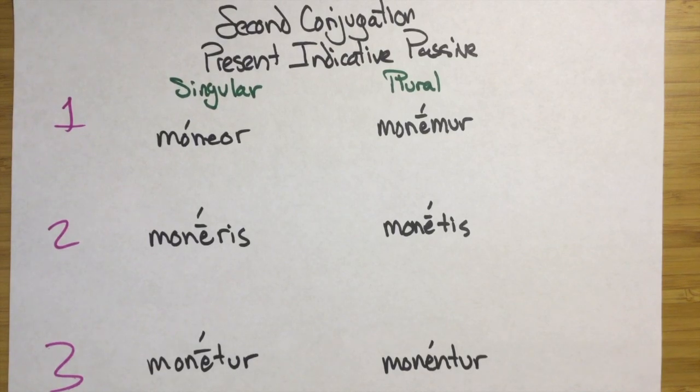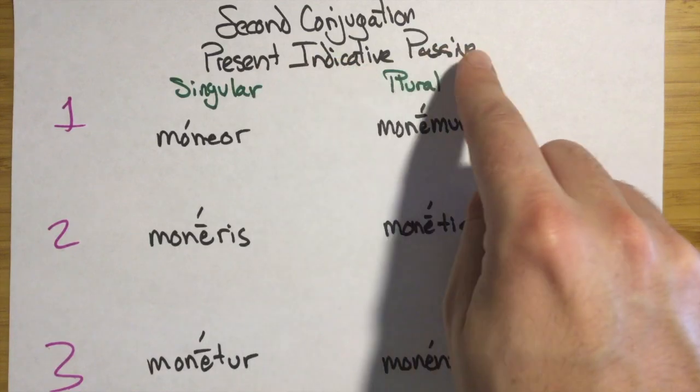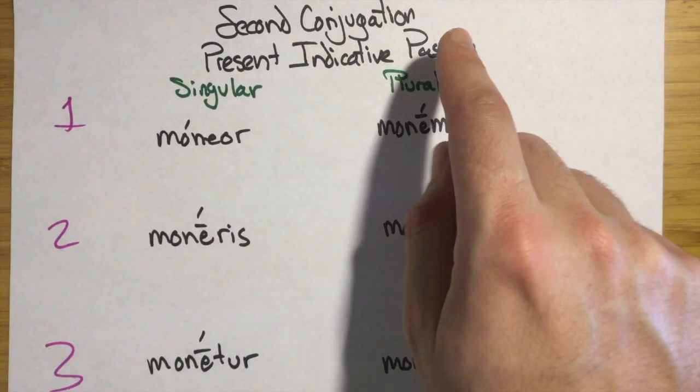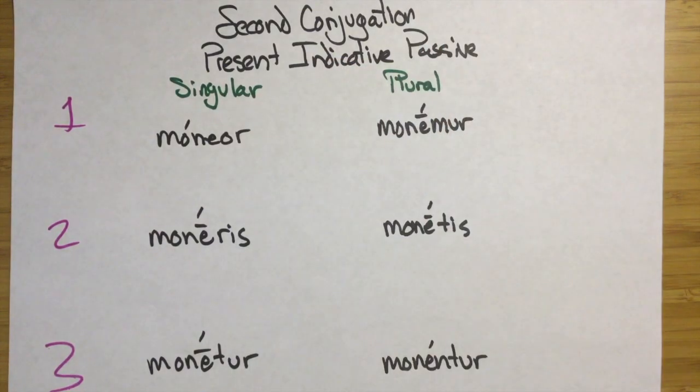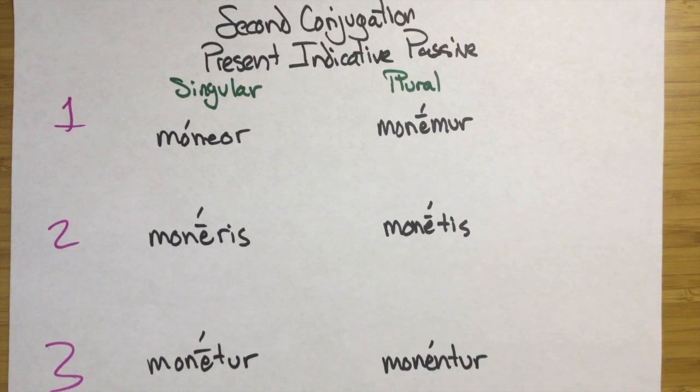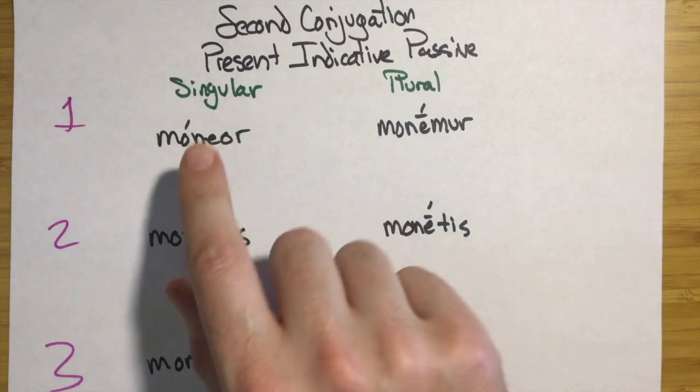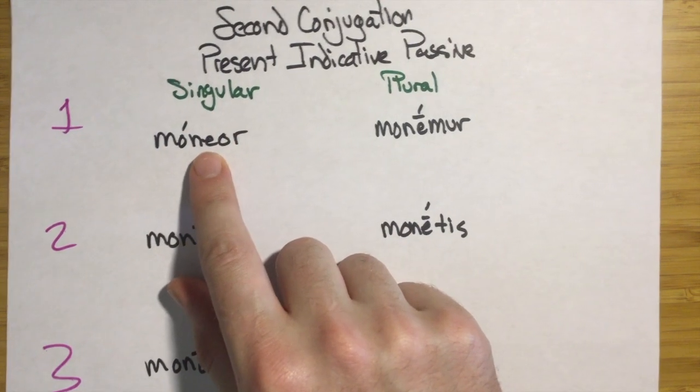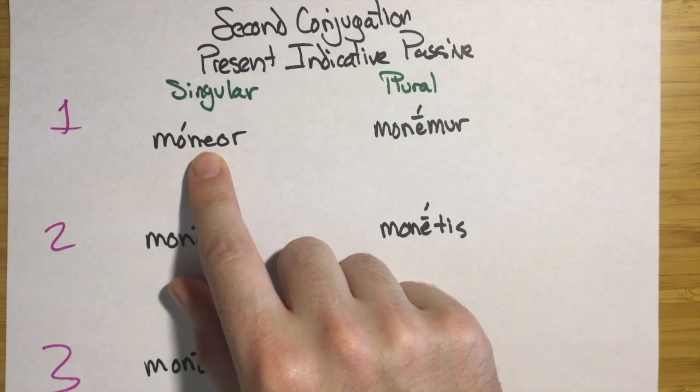In this video, we're going to talk about the second conjugation, present indicative passive. It's pretty similar to the first conjugation, present indicative passive, where we had amor, amaris, except that instead of those A's, we're going to have these E's, and they'll be long in pretty much the same places where the A's were long in the first conjugation. Also, this is a characteristic of both the passive and the active.